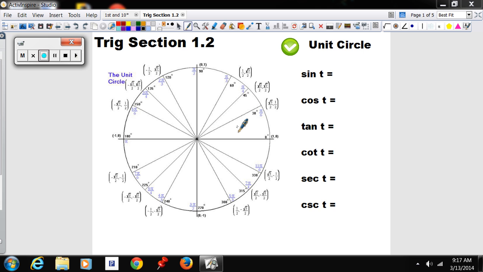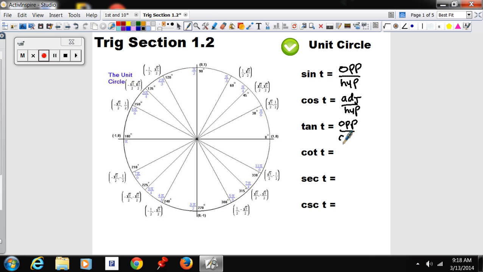Okay, so I want to start with reminding ourselves what sine means. What ratio does sine mean? So, SOH. Opposite over hypotenuse. Write that down where we put sine, opposite over hypotenuse. Cosine is cos, C-A-H. That would be adjacent over hypotenuse. Tangent is TOA, T-O-A. Opposite over adjacent.